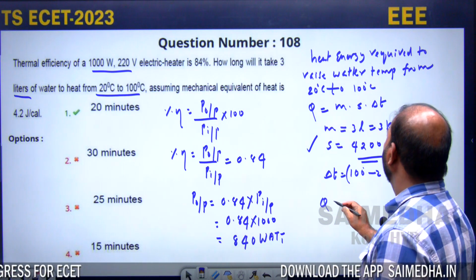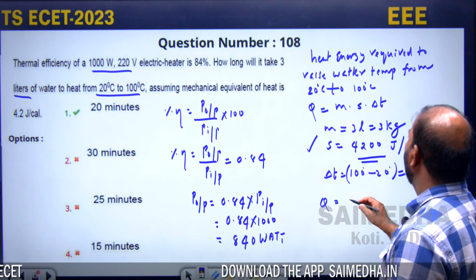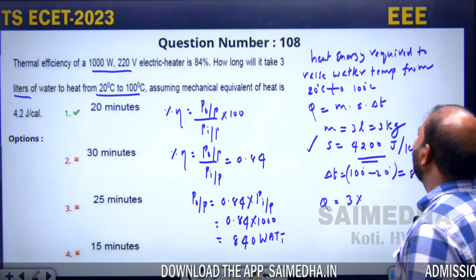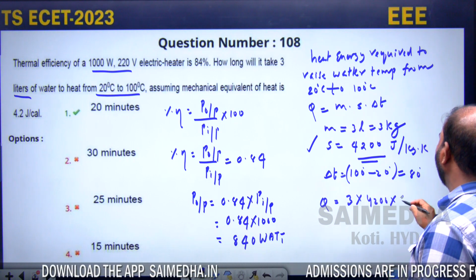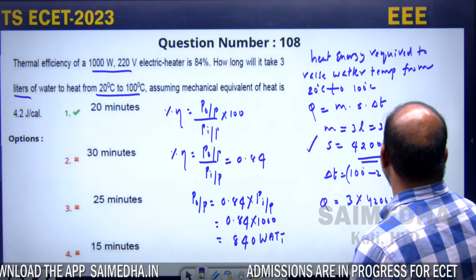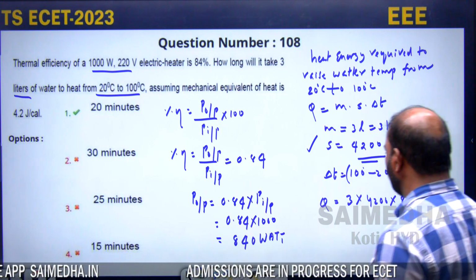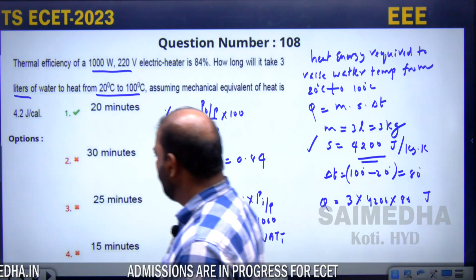So Q is equal to m s delta T. Mass 3 kilograms into s, which is 4200, into 80, right? So here you are going to get the answer in terms of joules only. But we know pretty well here, what about here?